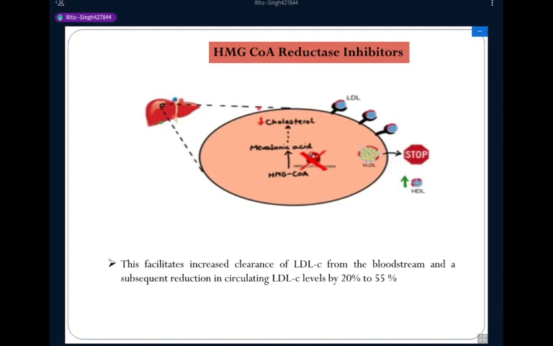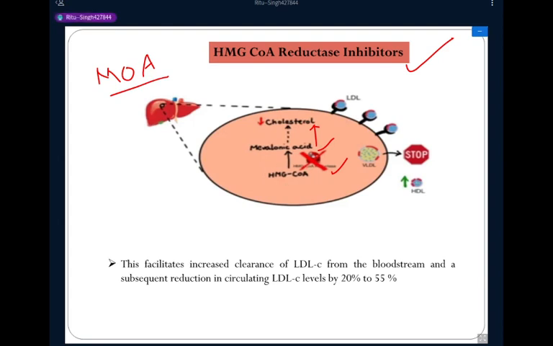This is the mechanism of action, or mode of action, of HMG coenzyme A reductase inhibitor drugs. In the liver cell, HMG CoA reductase is the enzyme that converts HMG coenzyme A into mevalonic acid. Clear? This mevalonic acid is a cholesterol precursor, and this is the rate limiting step.